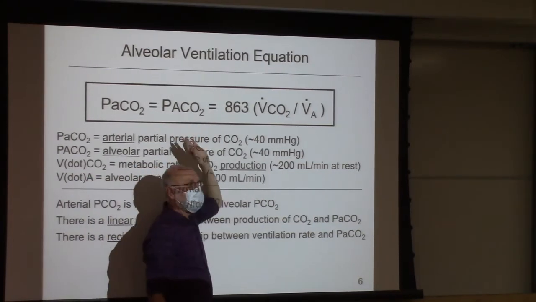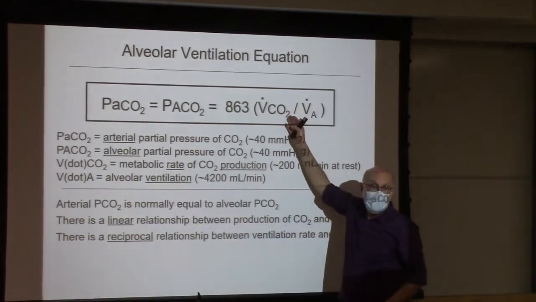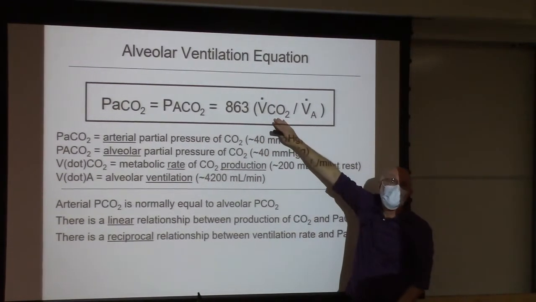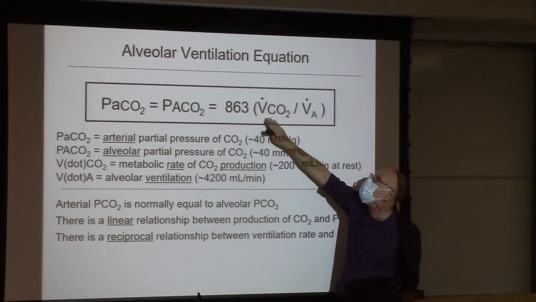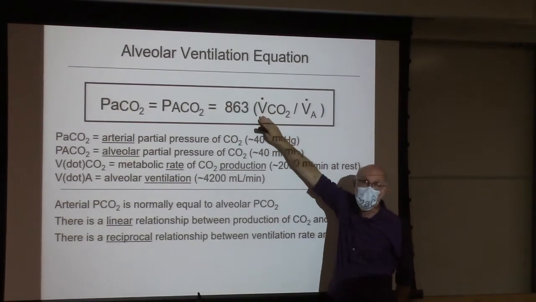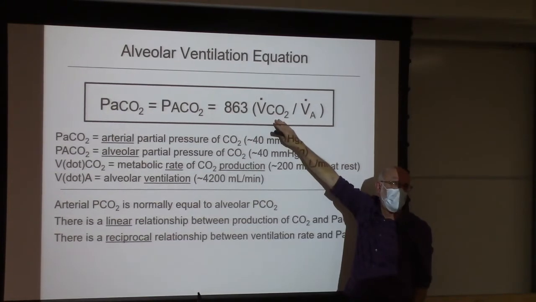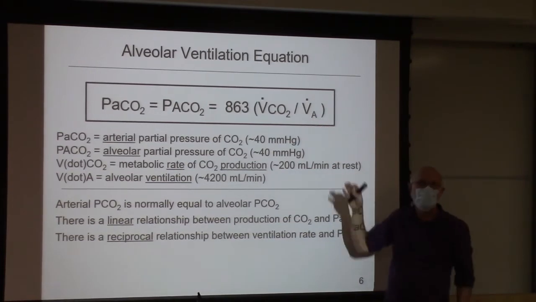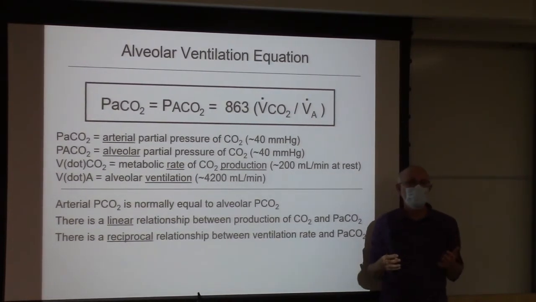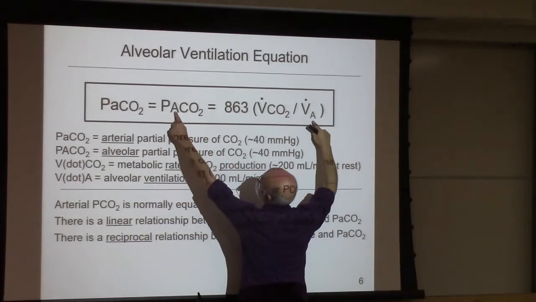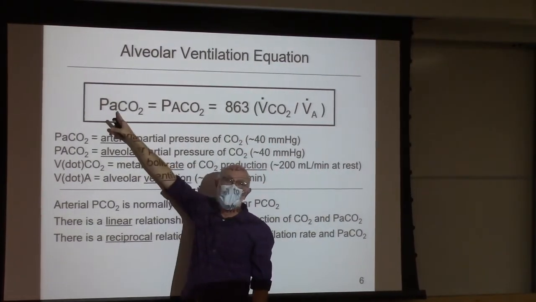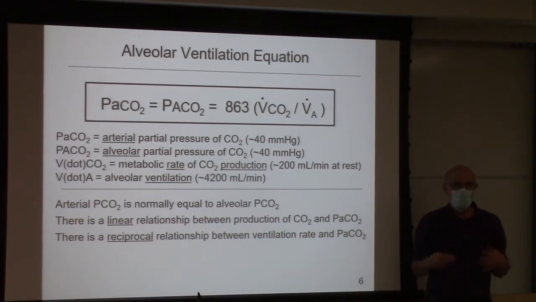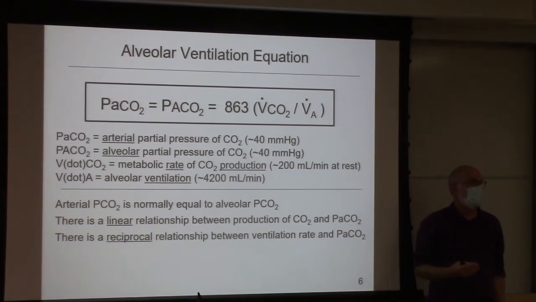And this number has a value, a constant, times the body's production rate, so V dot. It's not a volume, it's a production rate of CO2. And this is alveolar ventilation. So I'm using the jargon that the world uses. Alveolar is capital A and arterial is lowercase a. I won't take off tons of points if you mix it up, but that's the convention out there in the world.